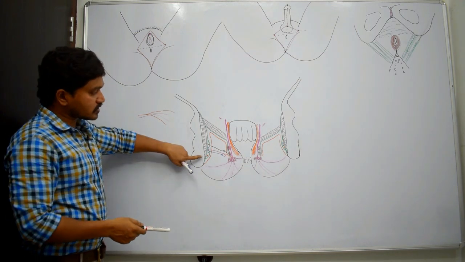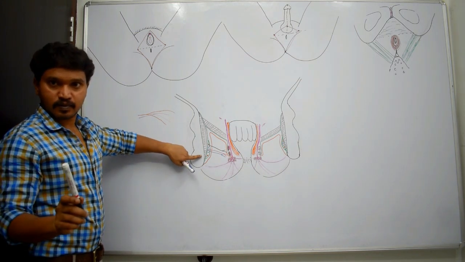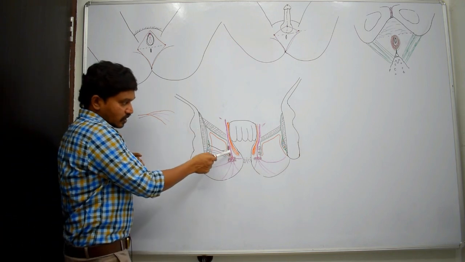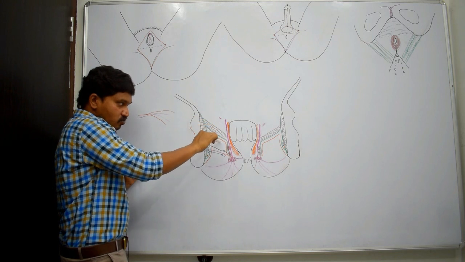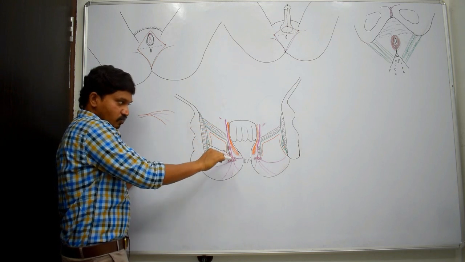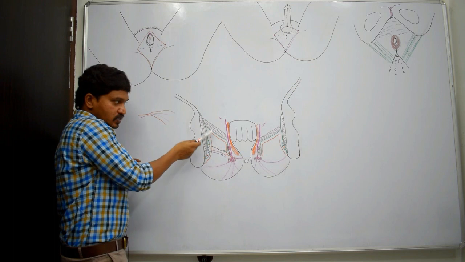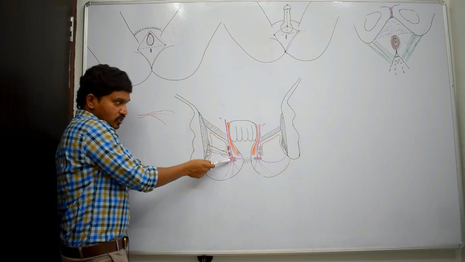Within the lateral wall, we can see the pudendal canal. Clear? Then the medial wall. See, the lateral wall is vertical. The medial wall is sloping downwards and medially. See, this is the medial wall, and it is sloping downwards and medially.